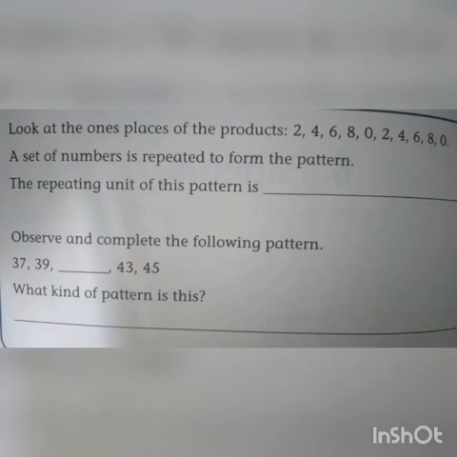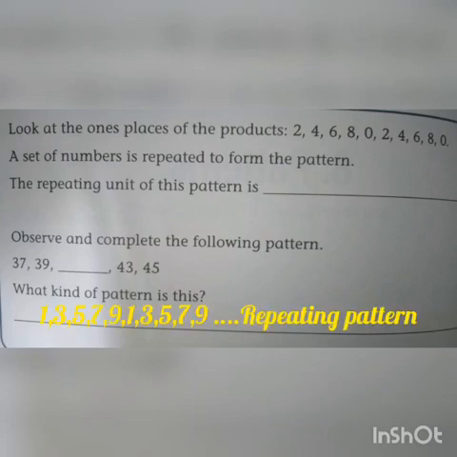The repeating unit of this pattern is plus 2 in 37, 39, 41, 43 and 45. And here in the one's place, the number is repeated as 7, 9, 1, 3, 5, 7, 9, like that. So this is called a repeating pattern.